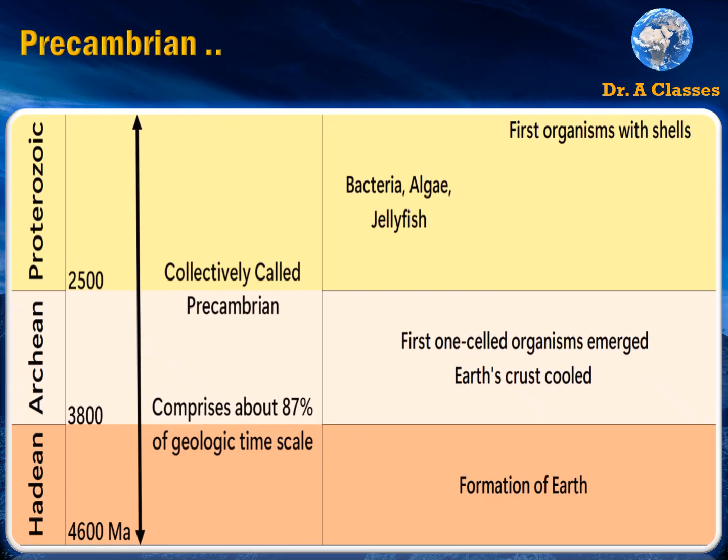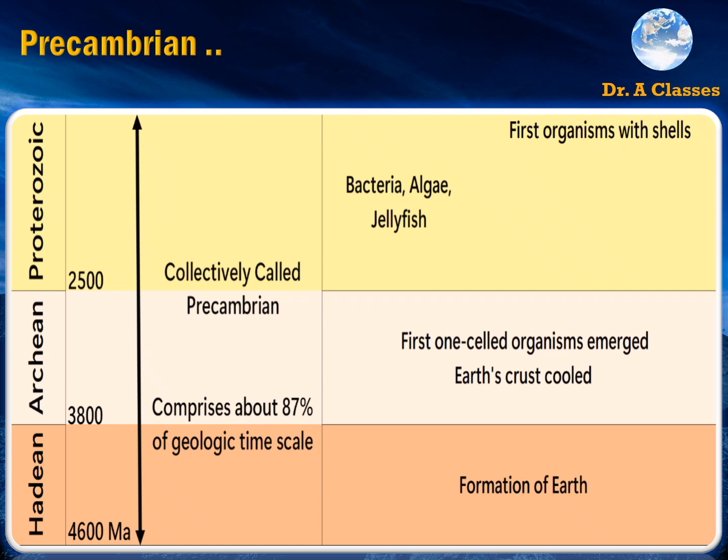Precambrian. Precambrian is the earliest and the longest chapter of Earth's history, covering about 87% of the geological time scale. It includes the Hadean, Archean, and Proterozoic eons, during which Earth's atmosphere, weather system, oceans, and early life developed.